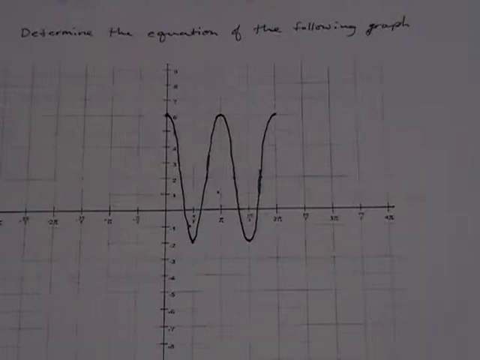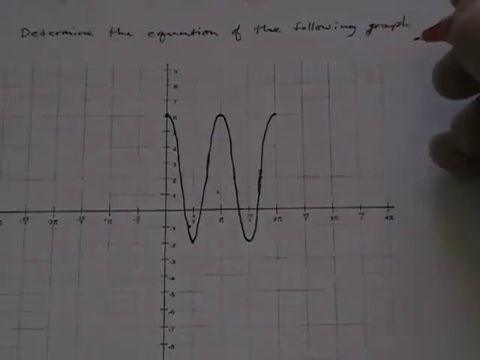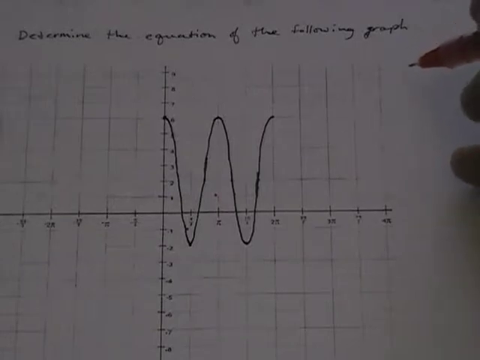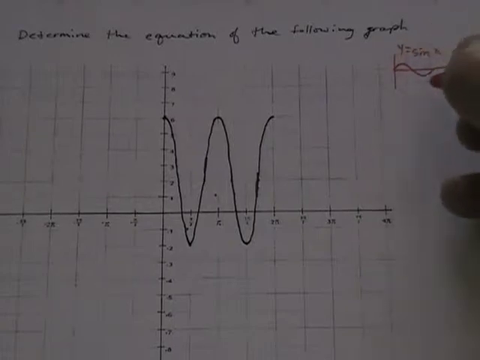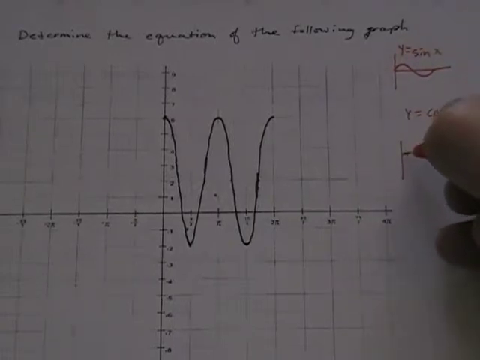So I've been asked to find the equation of the following graph. Here's a graph and we need to determine the equation. And really what we're looking at is sine and cosine at this point. You need to know that sine of x is always going to look like this. So that's sine of x, y equals sine of x. And y equals cosine of x is always going to look like this.